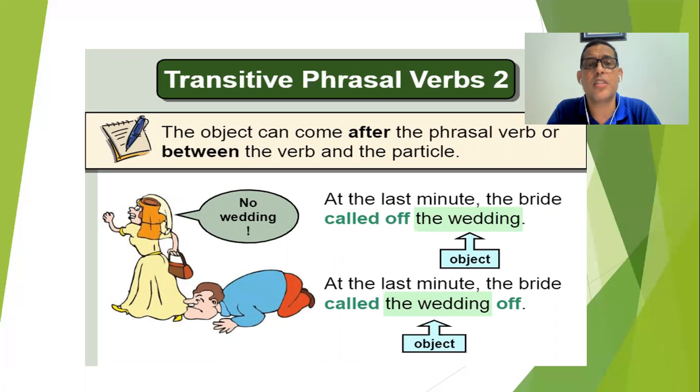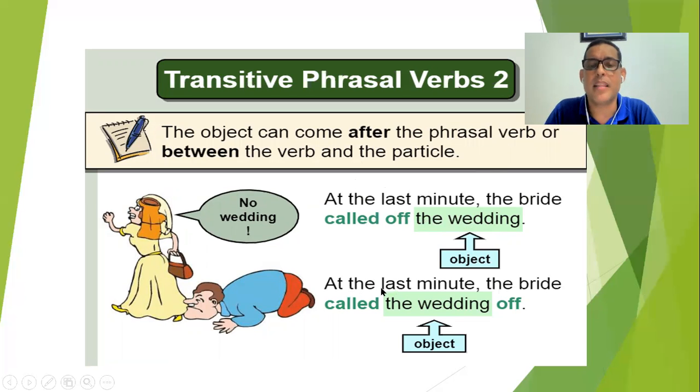In other words, a transitive phrasal verb has an object, right? Example: at the last minute, the bride called off the wedding. Called off the wedding. So what is the object? The wedding. The wedding is the object here. So that's why we call this phrasal verb transitive, because it has an object, which is the wedding in this example.